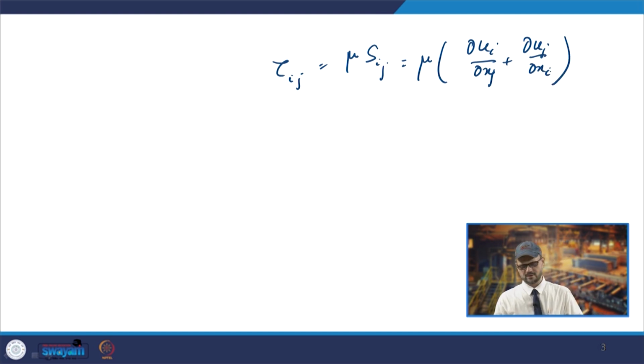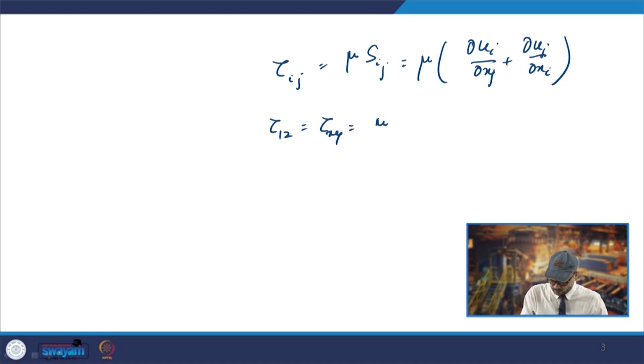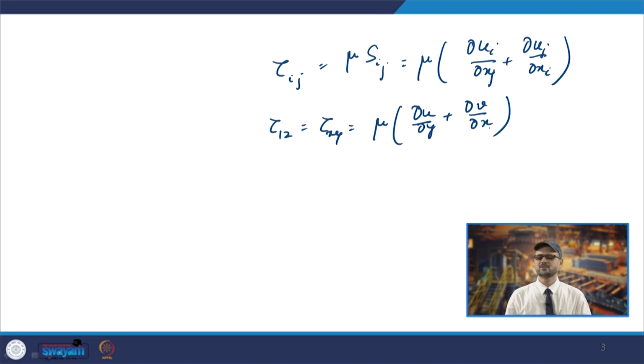In this, if i or j is 1, you take it as x, and if it is 2 then you take it as y, or if j equals 3, it will be for the third direction, that is the z direction. So, if you talk about tau 12, it will be tau xy. So, it will be mu of dou u by dou y plus dou v by dou x. So, this is what normally we have understood.